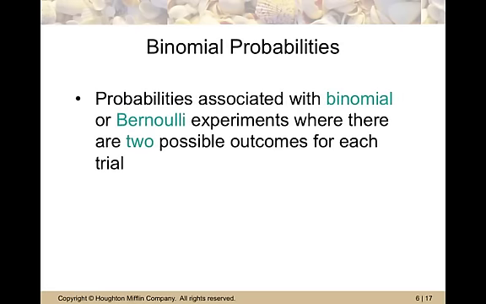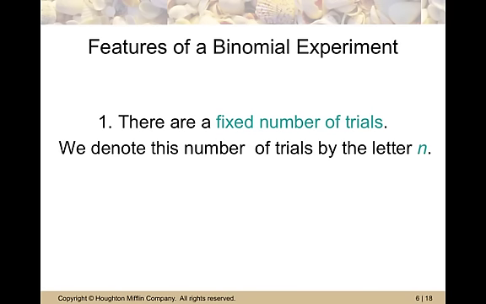So what are binomial probabilities? Probabilities associated with binomial or Bernoulli experiments where there are two possible outcomes for each trial, and we're trying to count the number of successes in a certain number of trials. So the first feature, the thing that you check for to see if you want to use binomial distribution, is that there's a fixed number of trials, and we denote the number of trials by the letter n.